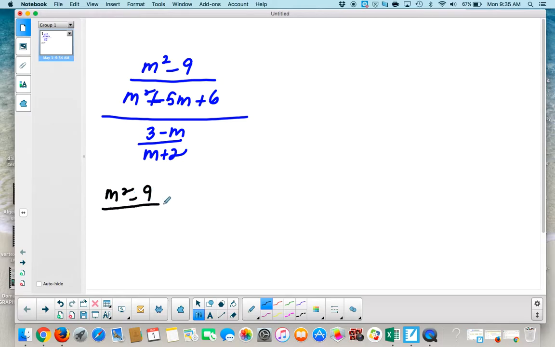I'm really just going to treat this as a fraction divided by a fraction, which is the same thing as the whole first fraction, and then instead of dividing by the fraction, we're going to multiply by the reciprocal of the other one, which is m plus 2 over 3 minus m. And then it really just becomes a multiplication problem.